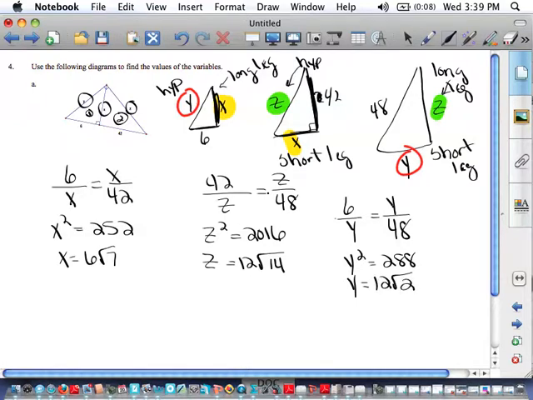Now, if you're concerned about how to simplify those radicals when you get to this point where you have x is equal to the square root of 252, start dividing 252 by perfect squares, 4, 9, 16, 25, and you'll be able to break that down into a perfect square and a non-perfect square. For example, let's look at this one. Y is equal to the square root of 288. That becomes the square root of 144 times the square root of 2. Square root of 144 is 12, so it's 12 root 2.